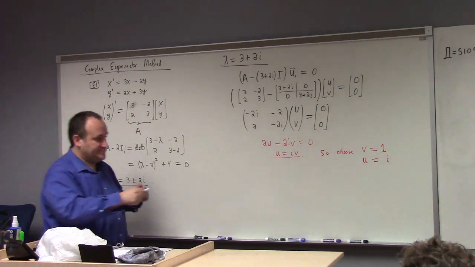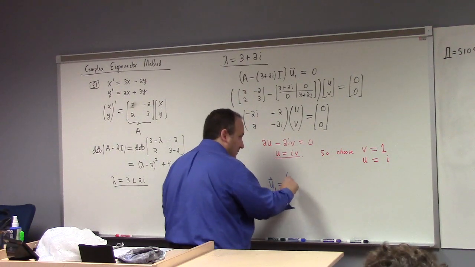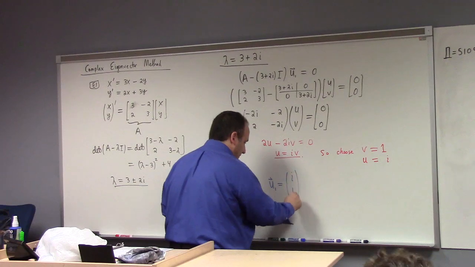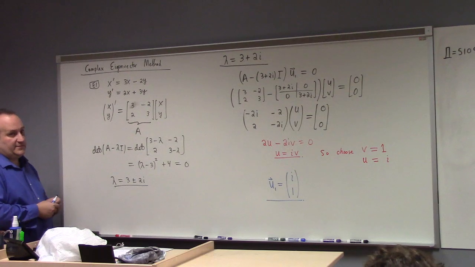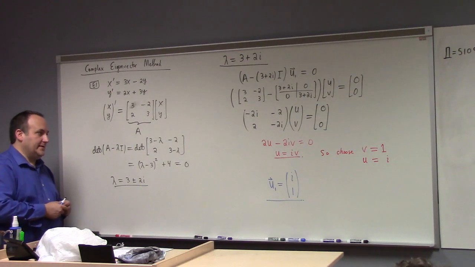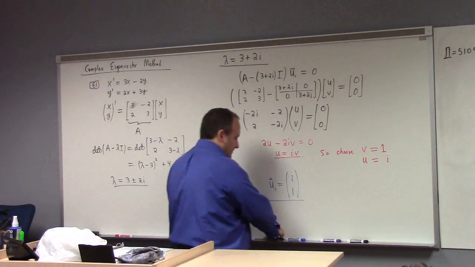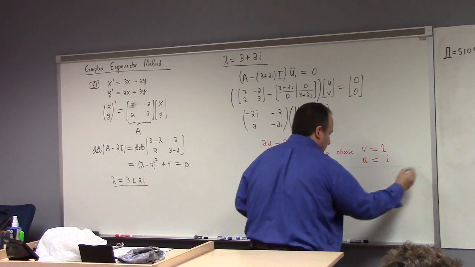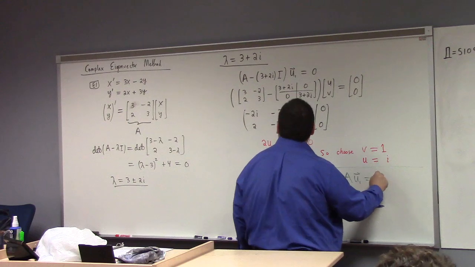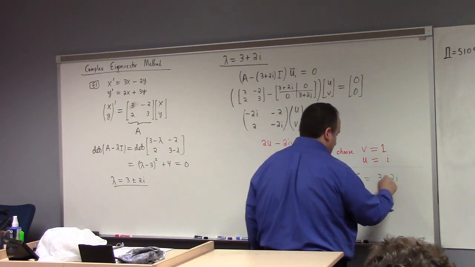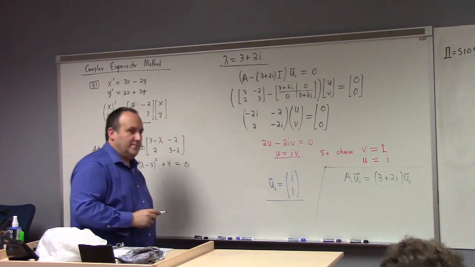Anyway, okay, so we have u1 equal to (i, 1). There you go. That's my complex eigenvector with eigenvalue 3 plus 2i. Okay? And so just, you know, side note. So what we have now is A times u1 is equal to 3 plus 2i times u1, right? So do you guys know about the complex conjugate?